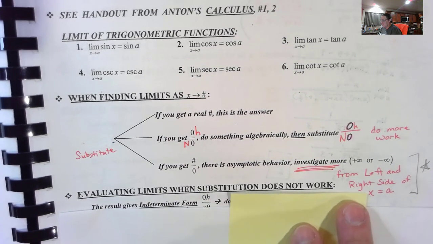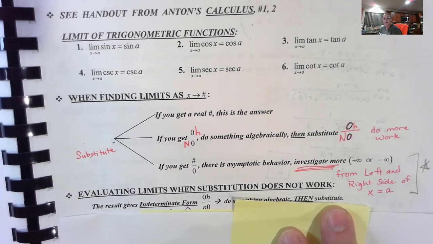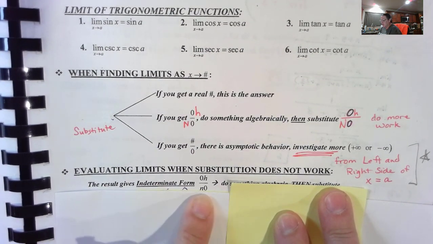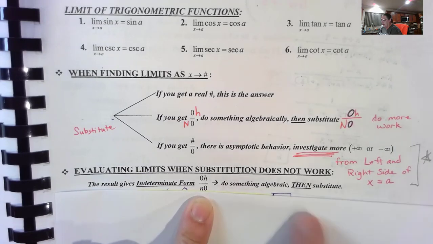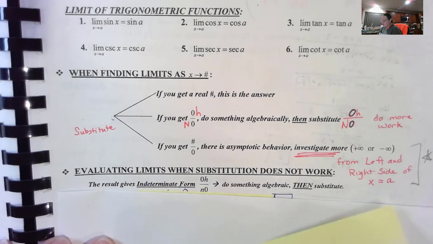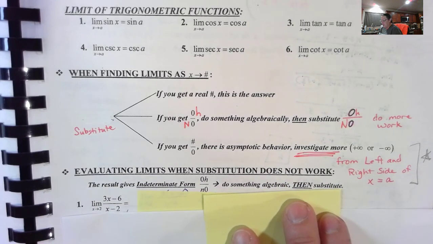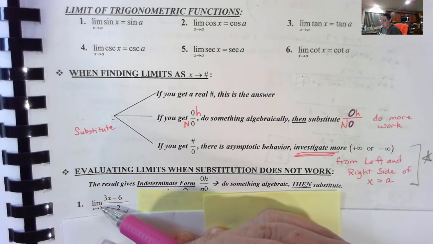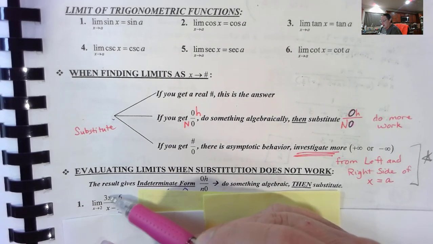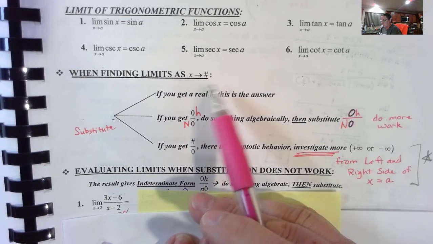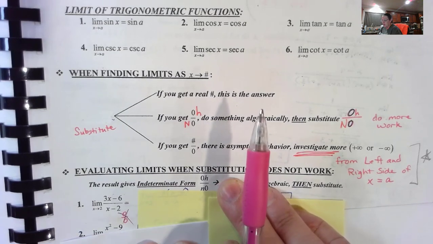Evaluating limits when substitution does not work. Substitution doesn't work when we get indeterminate form or a 0 over 0. And if we get that, we have to do something algebraic, and then we substitute. So let us look at an example. If we look at this, you can see that if we substitute as x goes to 2, a 2 in here, I have 6 minus 6, so that's 0 on top, so I'm already worried. And then I have 2 minus 2, that's 0 on bottom. That is a 0 over 0, that's an oh no.